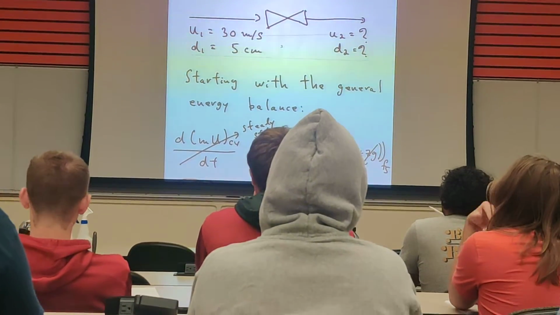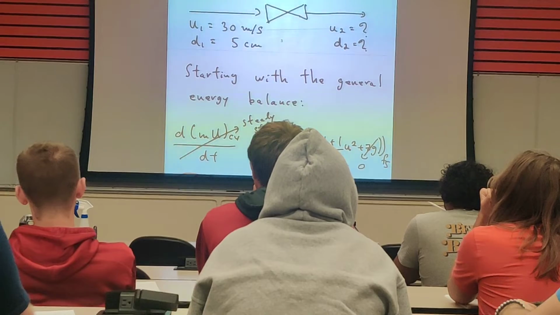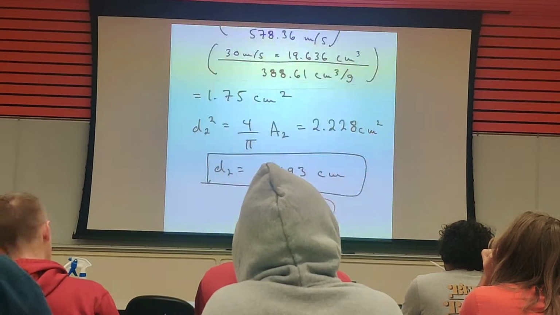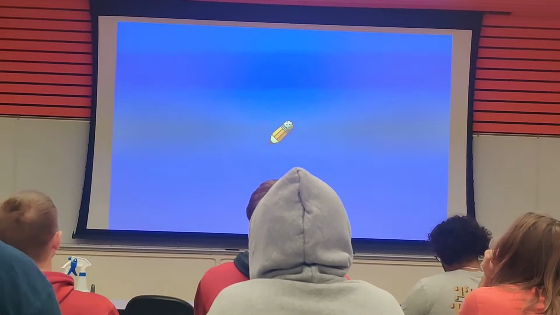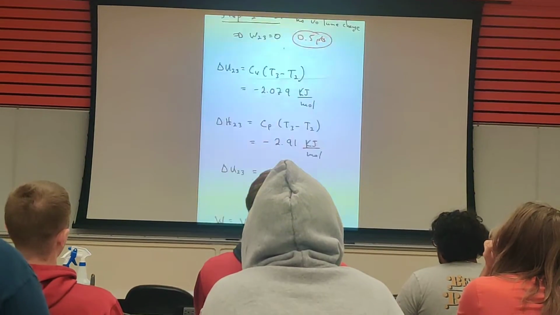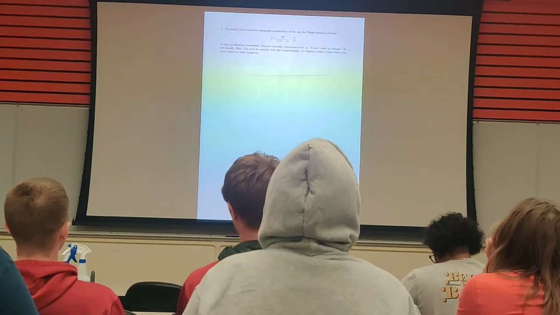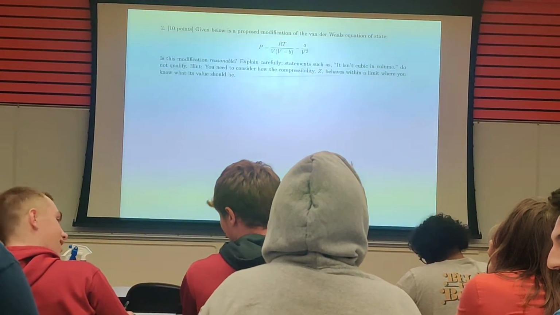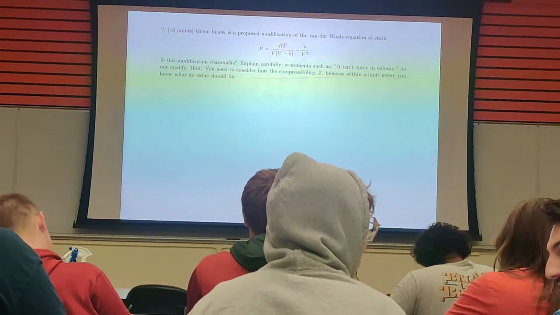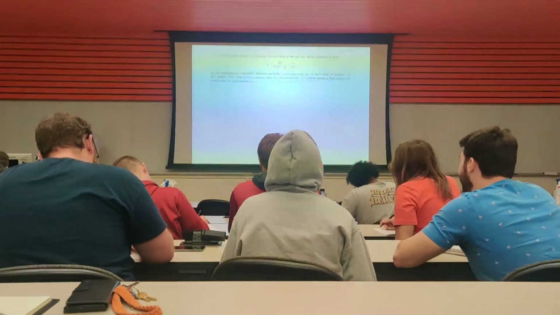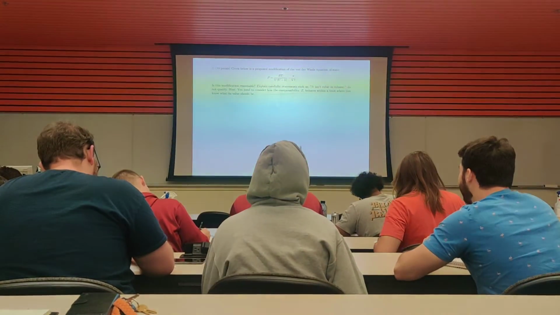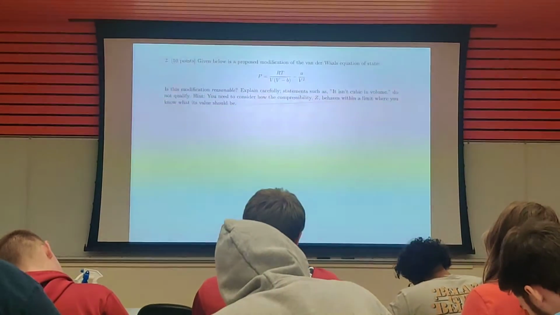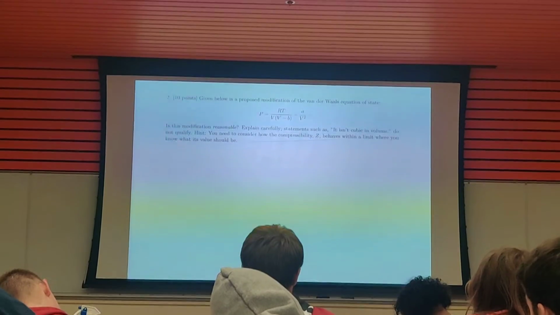Okay, so the last problem in that quiz, which I heard was a mixed bag in terms of success, is this problem right here. We're given below a proposed modification of the van der Waals equation of state. Is this modification reasonable? Explain carefully, you basically have to do it mathematically.